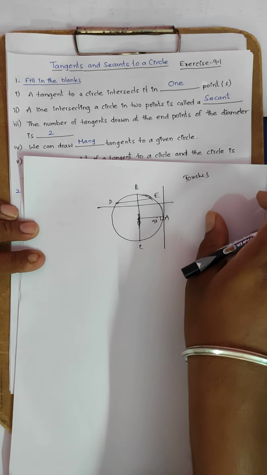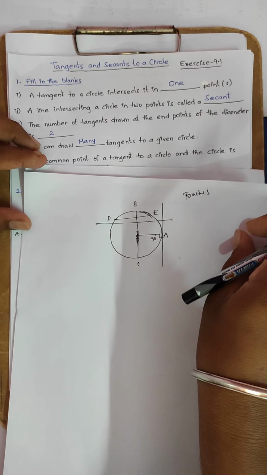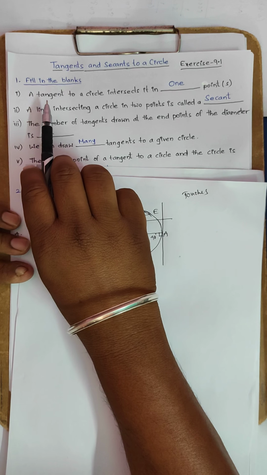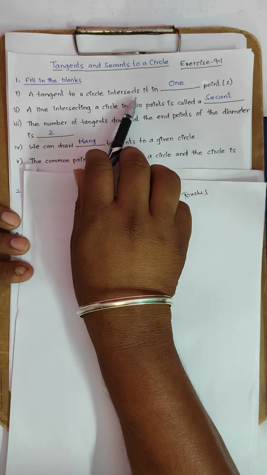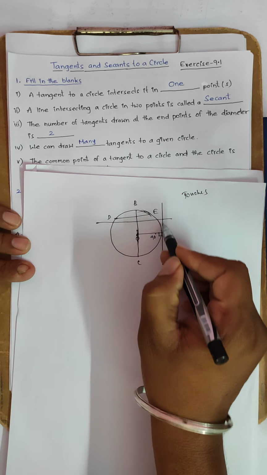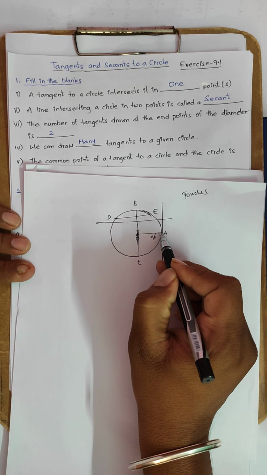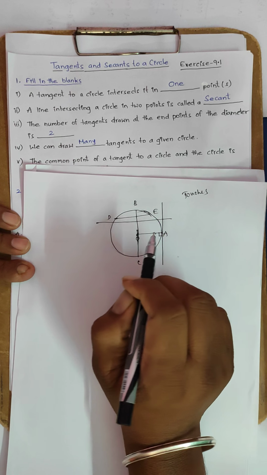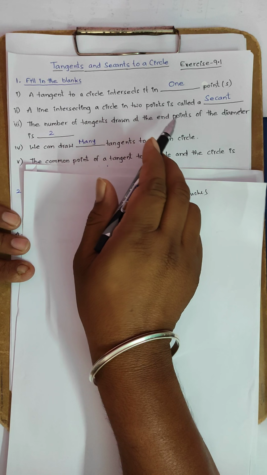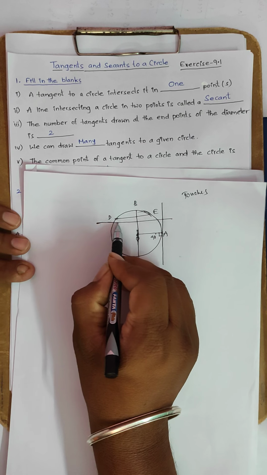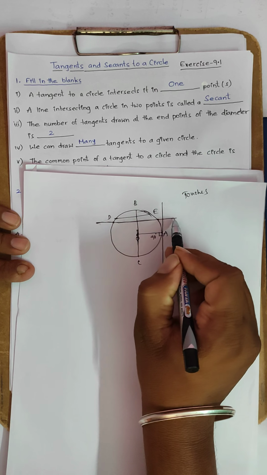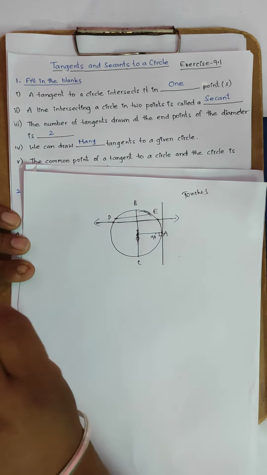Okay. Now exercise 9.1, first section, fill in the blanks. First one, a tangent to a circle intersects it in dash points. A tangent intersects a circle in how many points? Only 1 point. Second one, a line intersecting a circle in 2 points is called. Which line intersects a circle at 2 distinct points, that is called a secant of the circle.